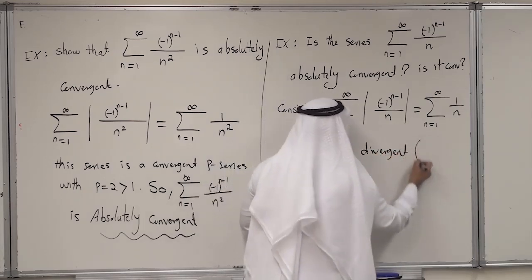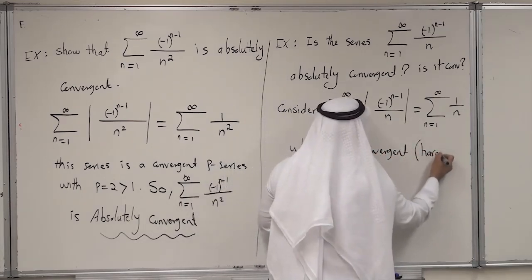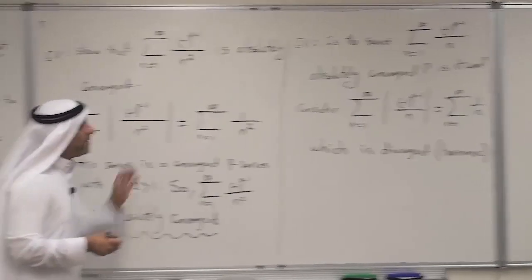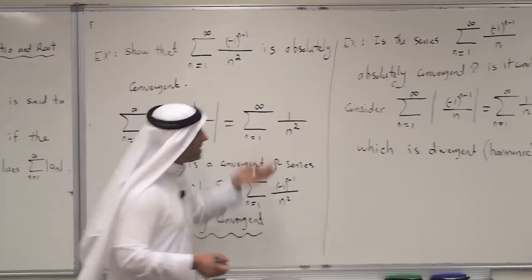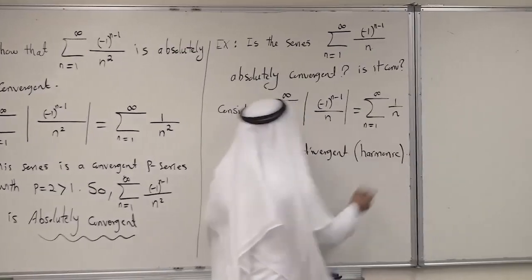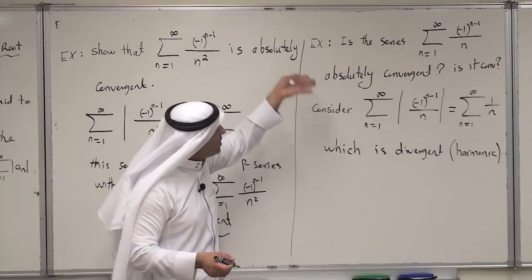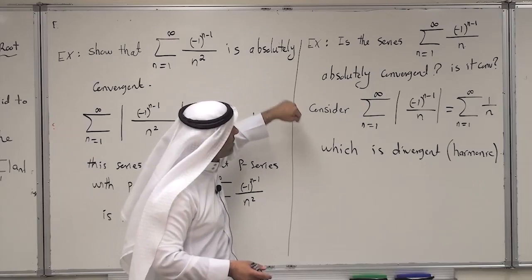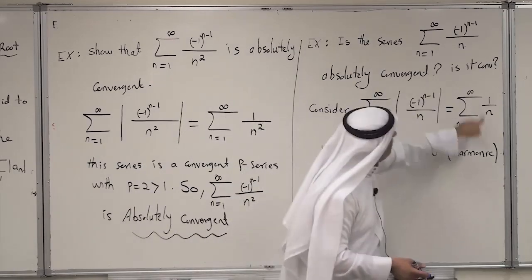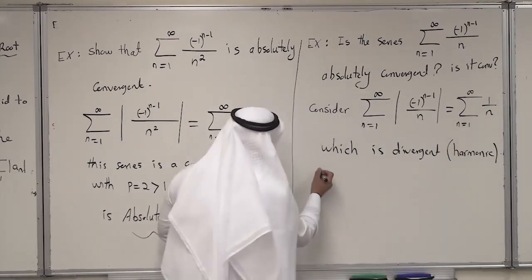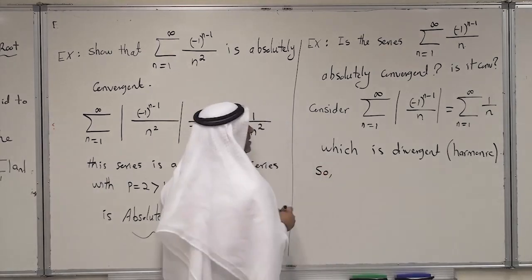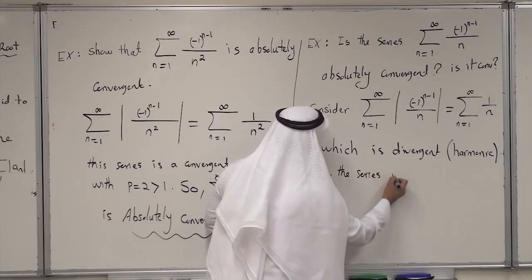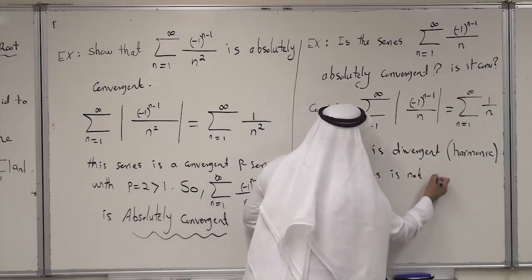Why is it divergent? This is the harmonic series, one of the famous examples we did before. It is a p-series with p equal to 1, so it is divergent. So what can we say about the series? Is it absolutely convergent? The answer is no. In order to be absolutely convergent, we need the series with absolute value to be convergent. So the answer for our question is, the series is not absolutely convergent.